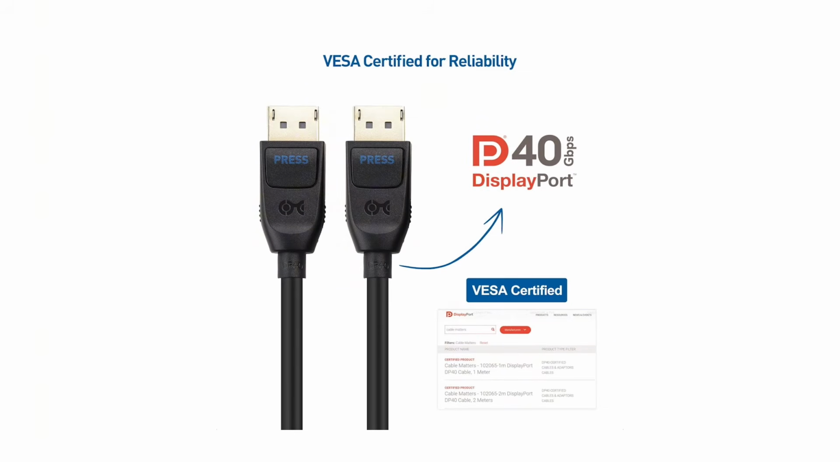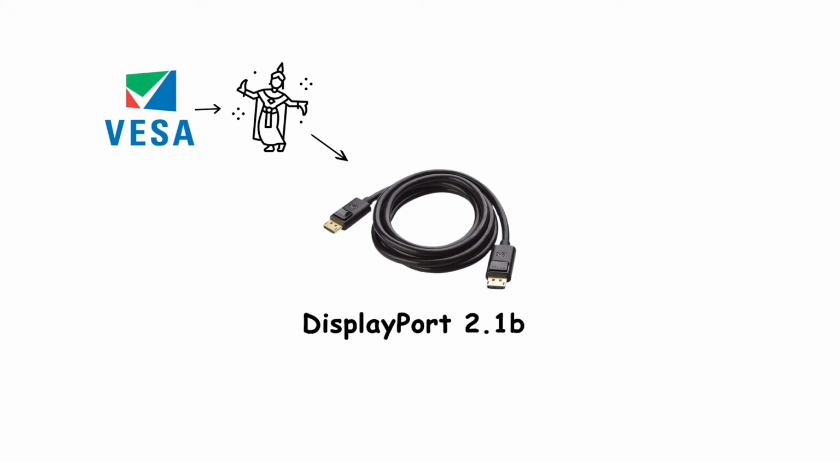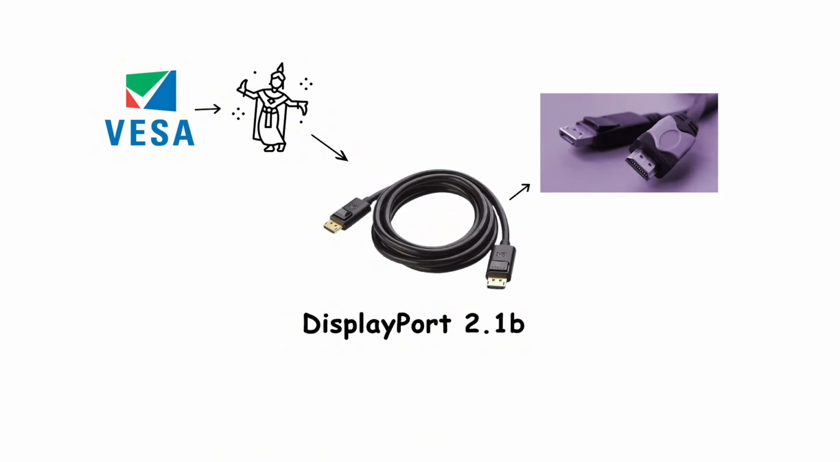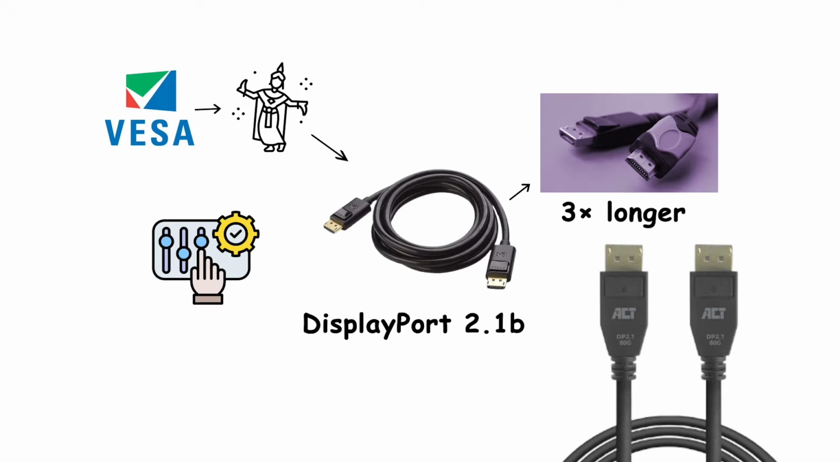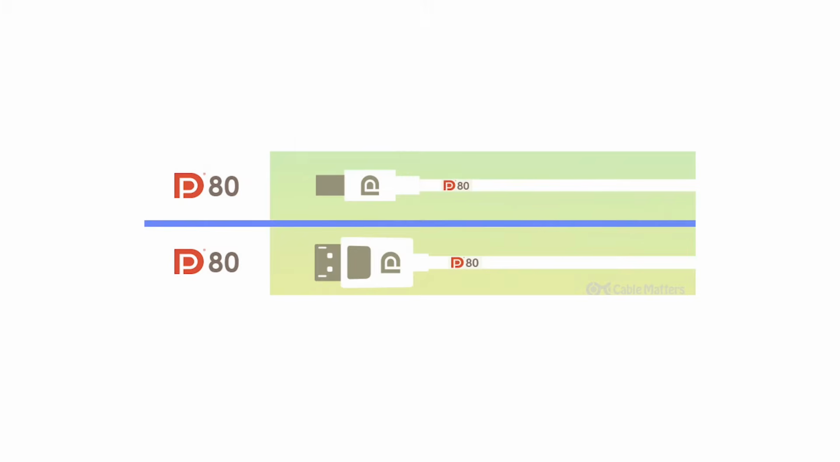Cables matter. VESA certifies DP40 and DP80 cables for the 40 and 80 gigabits per second link rates. In 2025, VESA announced DisplayPort 2.1b with DP80LL, low loss, active cables, up to 3 times longer at UHBR 20, demoed around 3 meters, versus approximately 1 meter passive at the top speed. Look for the official DP logo and the DP80 and DP80LL labeling to avoid bandwidth bottlenecks.